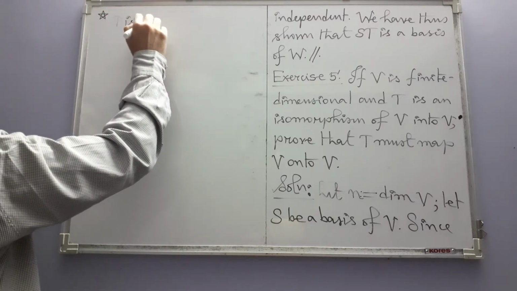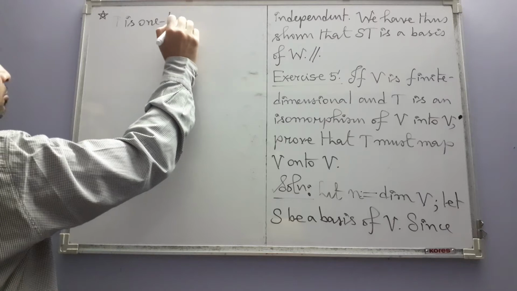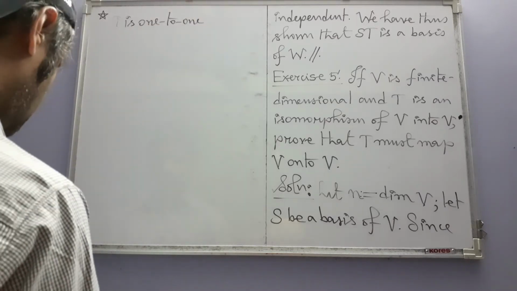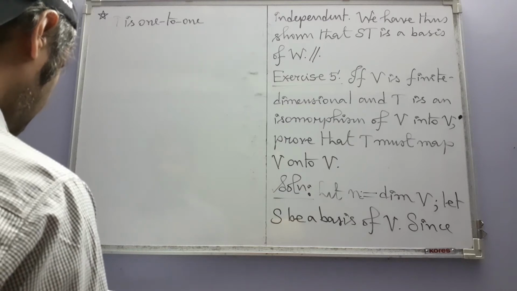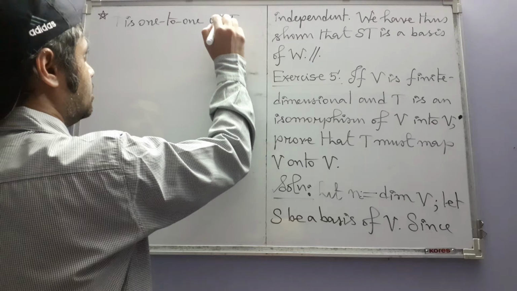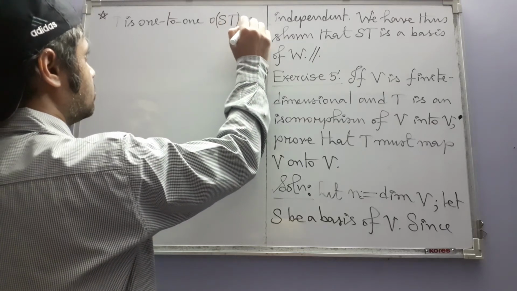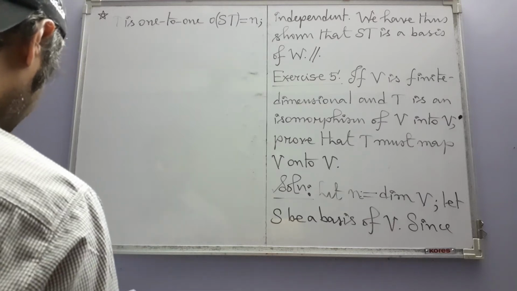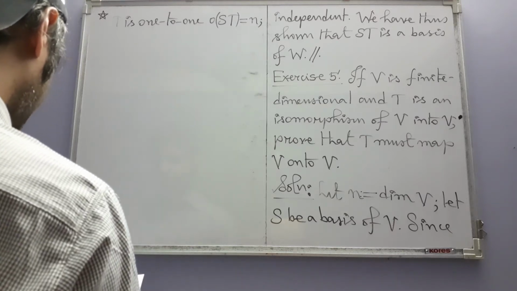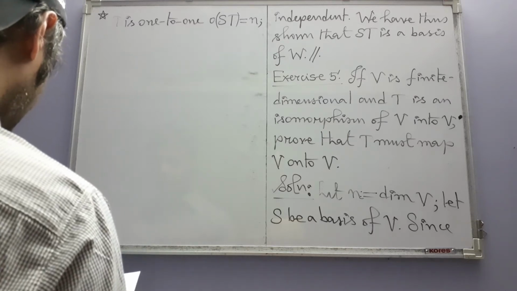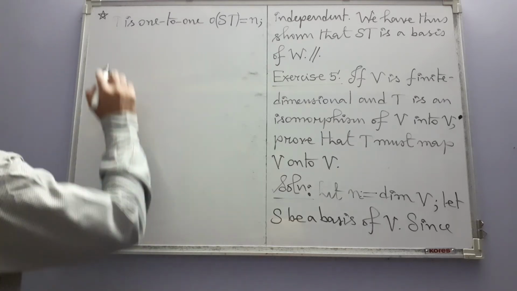T is 1 to 1, order of ST is equal to n. I'll explain what this thing is. Also, from the previous solution we see that ST is linearly independent.